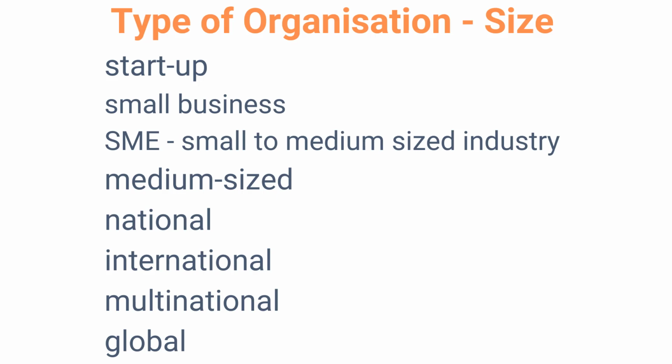So moving on from talking about business sectors, we need to talk about different kinds of organization. The first thing we need to look at is organizations in terms of the size of the company. So we're looking at moving from a startup company to a global company. And we've got concepts like startup, small business, SME (small to medium size enterprise), medium sized, national, international, multinational, and global.